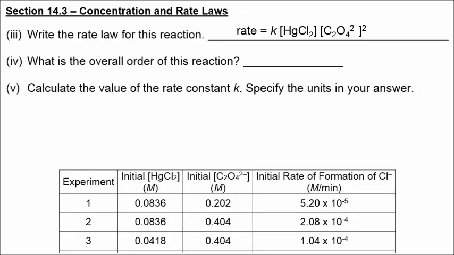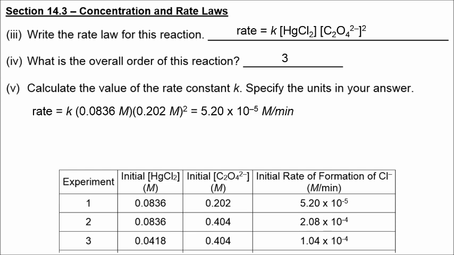Okay, so the rate law must be showing that it's first order with respect to mercury chloride and second order with respect to oxalate. So rate equals K times concentration of mercury chloride times concentration of oxalate squared. The overall order would be 1 plus 2, or 3, and the value of the rate constant would come from our plugging in the data from any one of these three experiments into the rate law and solving for K.